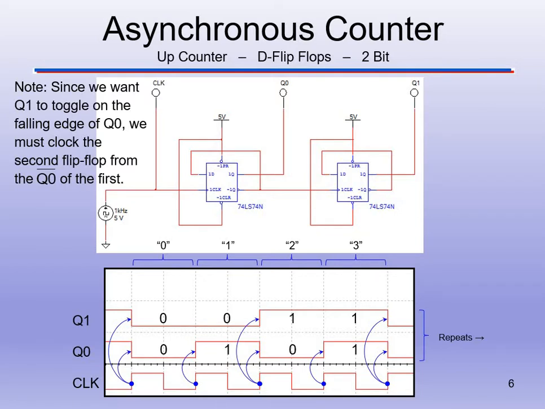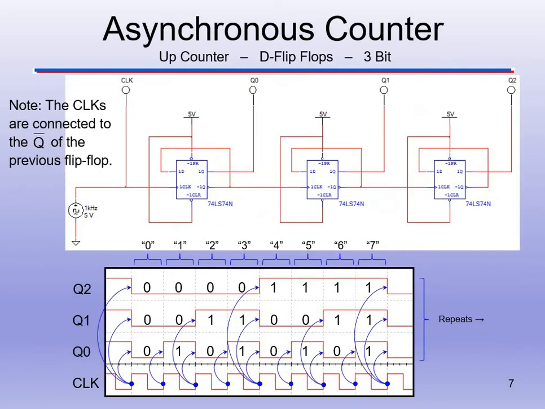The second flip-flop, notice how the clock is coming out of Q bar and going into the clock of the next flip-flop. So the output Q bar is the clock for the next flip-flop. Every time Q bar changes, anytime Q bar rises from 0 to 1, that's the clock that's going into the next flip-flop there.